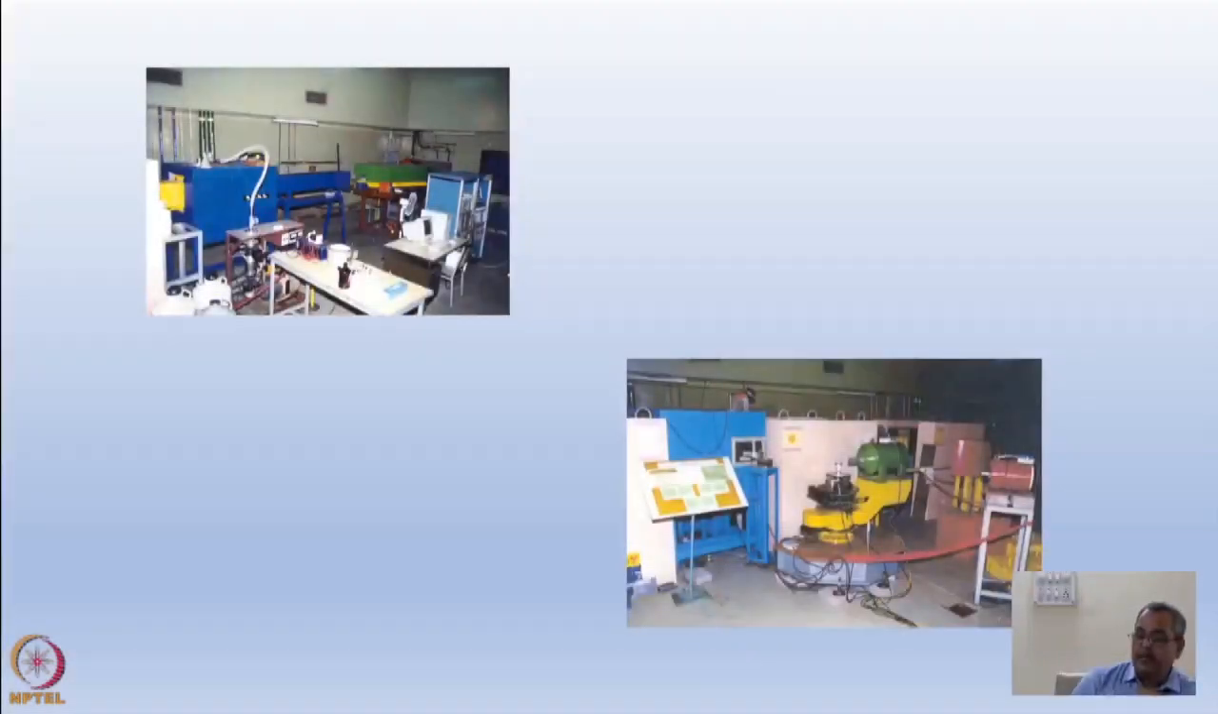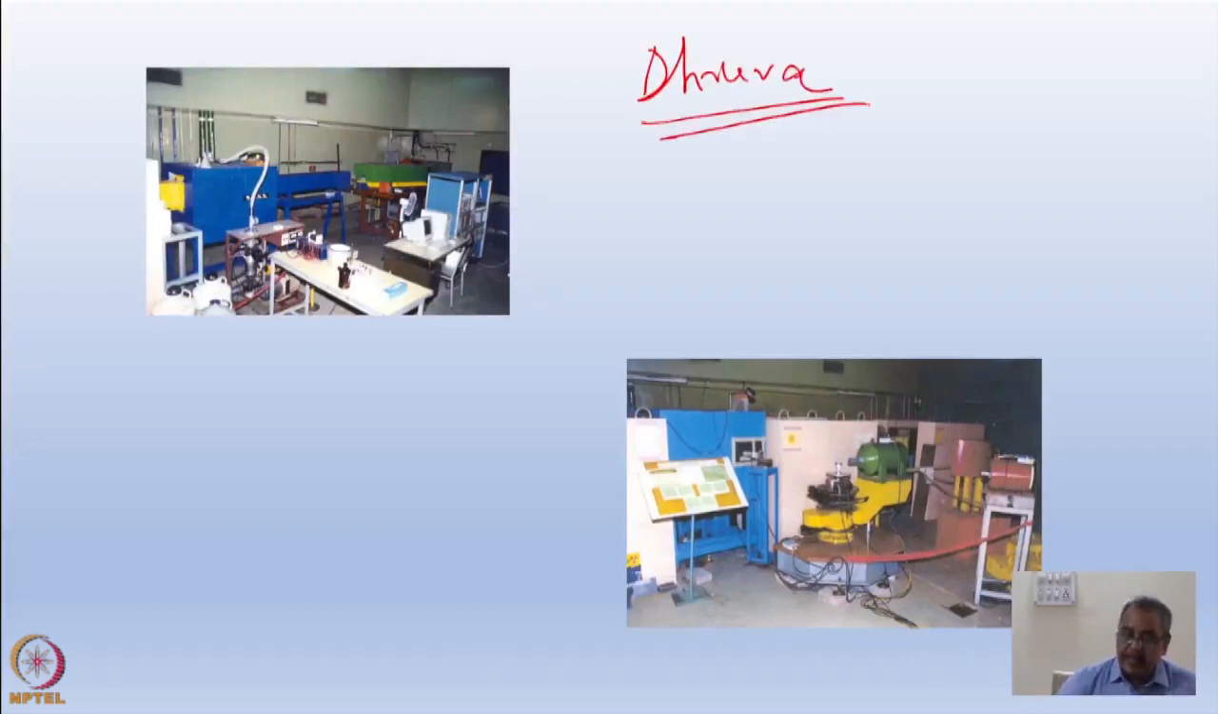Let me come down to the instruments. I'll primarily focus on the instrument that we have at Dhruva, but I'll also use examples of some of the extremely interesting and tough experiments that have been done using the SANS technique. So we have two instruments, SANS 1, if I may call it, and this is SANS 2.